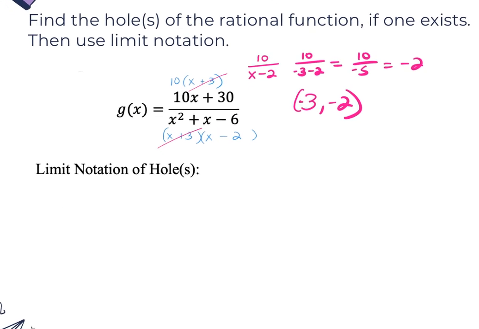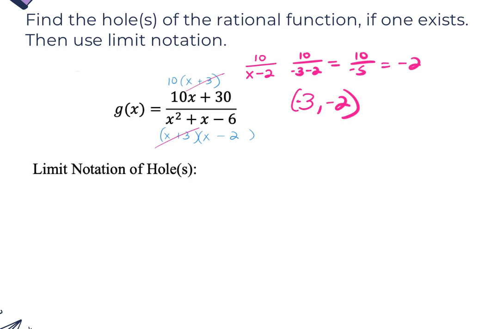So then when I went to graph this, you would see a hole at negative 3, negative 2, and I would say the limit as x approaches negative 3 from the left, and the limit as x approaches negative 3 from the right, both have f of x. Wouldn't it be g of x? Yes, thank you. Both have g of x.